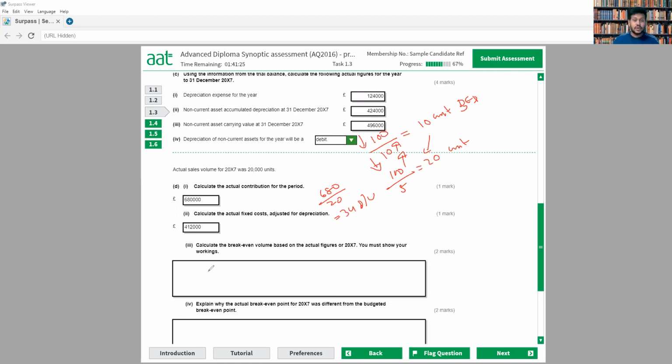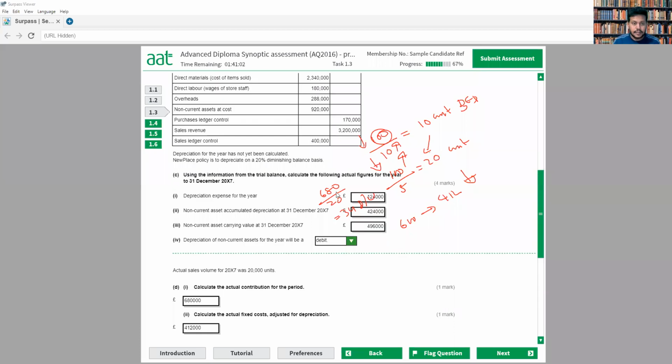Number two is fixed cost also reduced. Before the fixed cost was 600,000. Now the fixed cost is 412,000. So fixed cost is going down. But on the other hand, you can see my actual selling price and the actual variable cost is increasing. So let's have a look how.